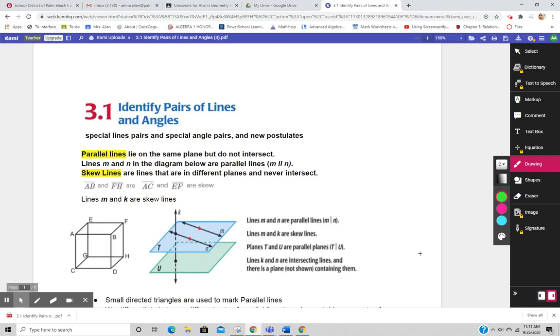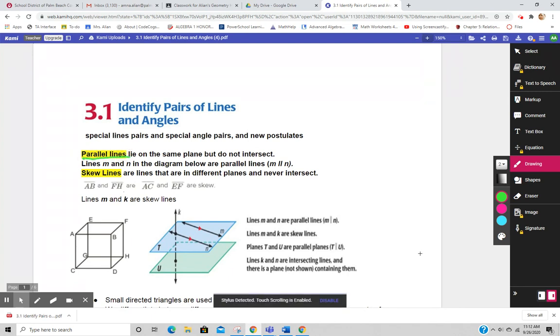Hi everyone, so this is lesson 3.1, identifying pairs of lines and angles. So in this lesson, we're going to go over special line pairs, special angle pairs, and some more new postulates. So let's start with parallel lines.